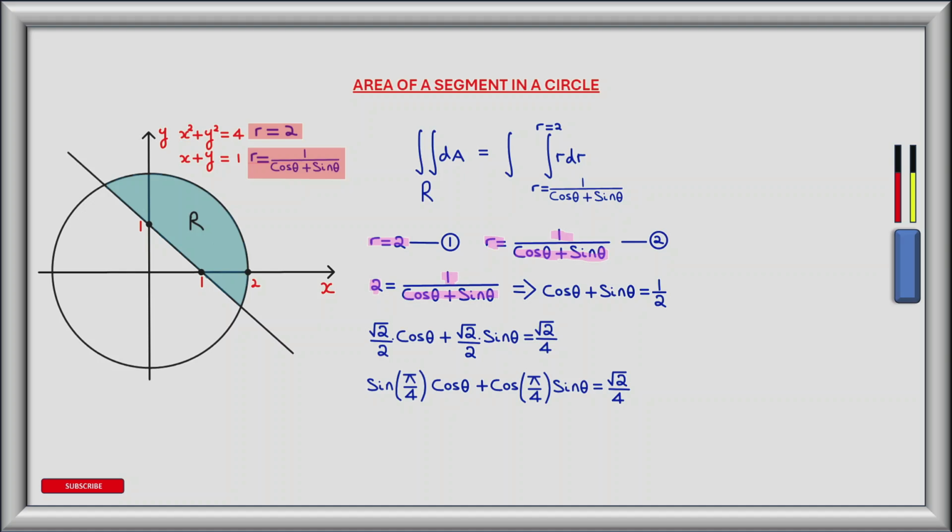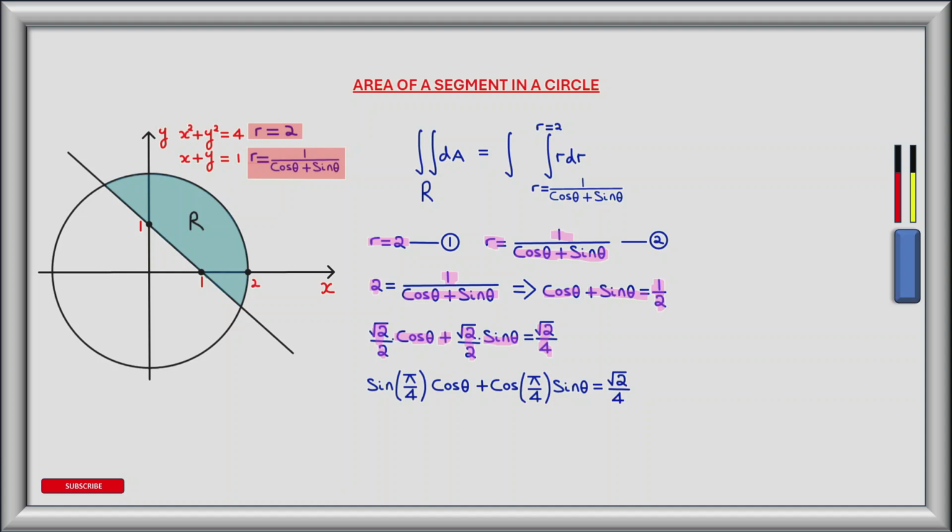Rearranging this gives cos theta plus sin theta is equal to 1/2. If we now multiply both sides of the equation by the square root of 2 divided by 2, we have the square root of 2 divided by 2 times cos theta plus the square root of 2 divided by 2 times sine theta is equal to the square root of 2 divided by 4. Now the square root of 2 divided by 2 is the sine of pi by 4 and the cos of pi by 4.